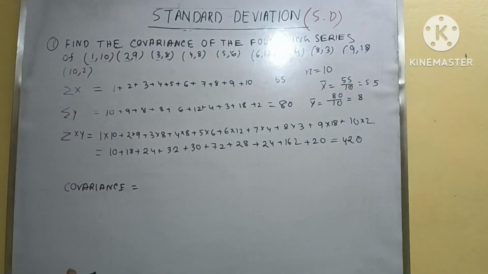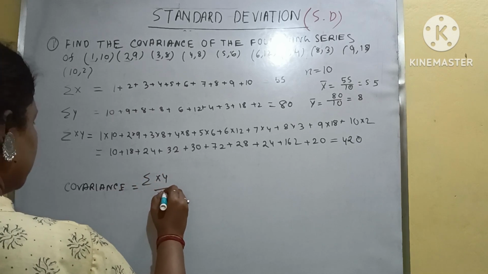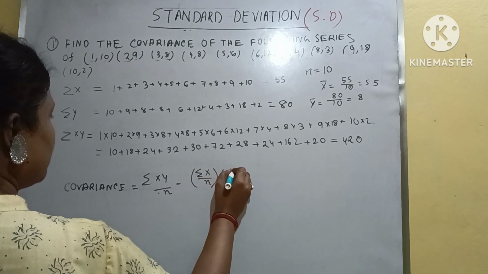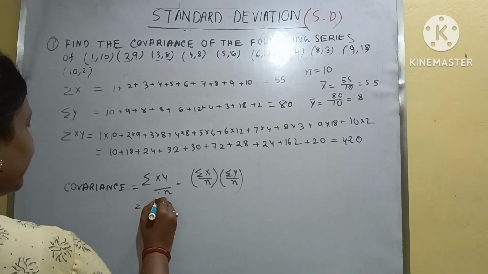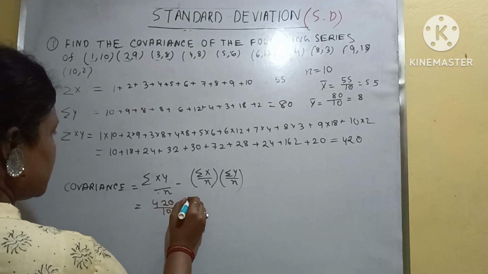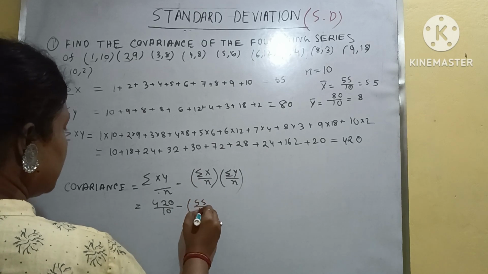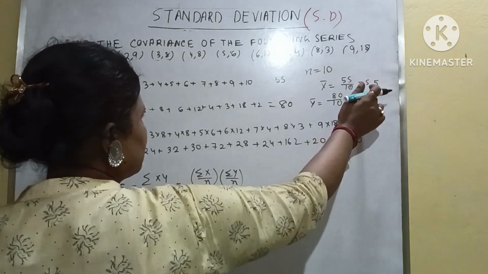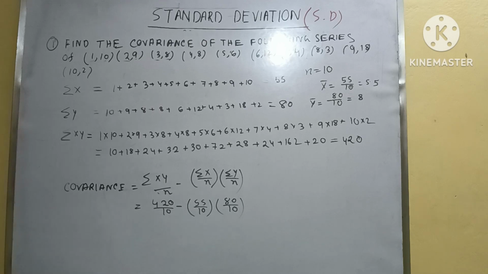Clear? 420. So what is the formula of the covariance? Summation of xy by n minus summation of x by n and summation of y by n. Clear? Just putting the values: 420 by 10 minus summation of x, which is 55, so 55 by 10 and 80 by 10. I just explained it elaborately, so that's why I put the values here.